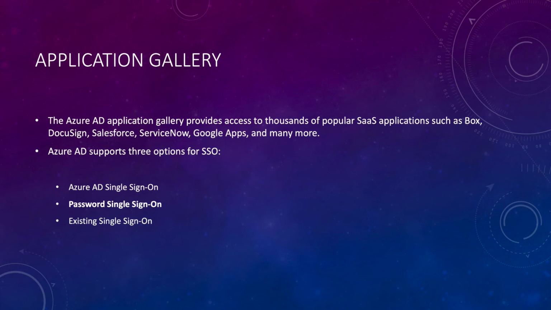The next is password single sign-on, which uses the user's account information from the third-party software as a service application. With this approach, the user's account information and password is collected, securely stored in Azure AD, and provided to the software as a service application via a web browser extension. The majority of applications in the Azure Active Directory application gallery support this form of SSO.